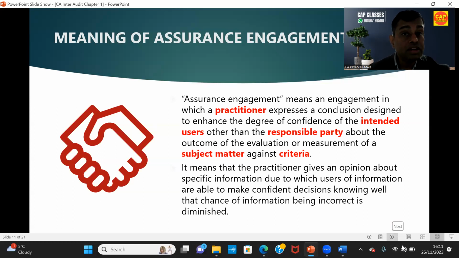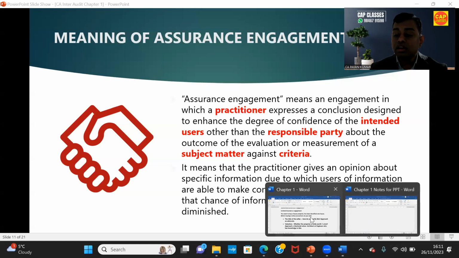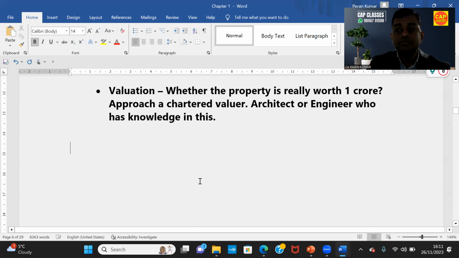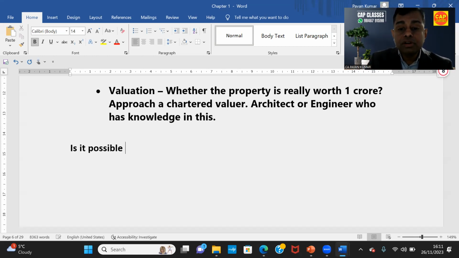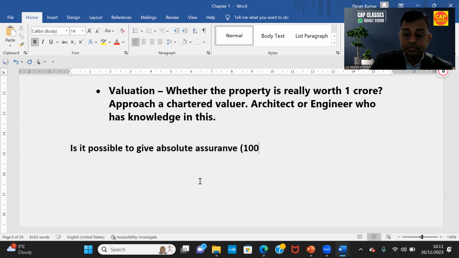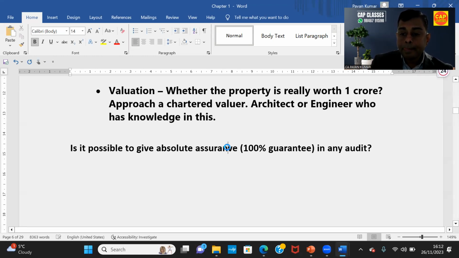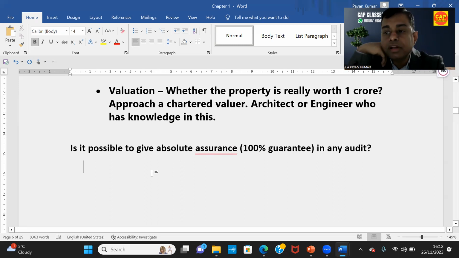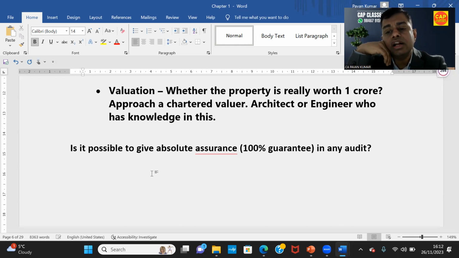And then there are two types of assurance engagements. One is limited assurance engagement. One is reasonable assurance engagement. So before this, I will give you one question. Try to answer this. Is it possible to give absolute assurance, 100% guarantee in any audit?